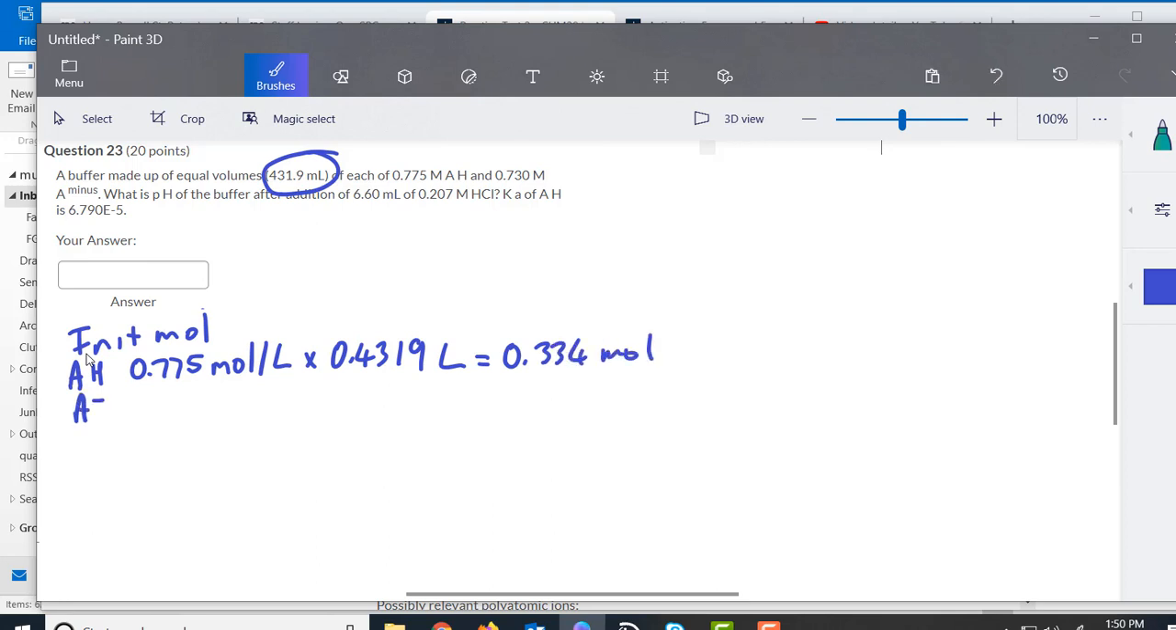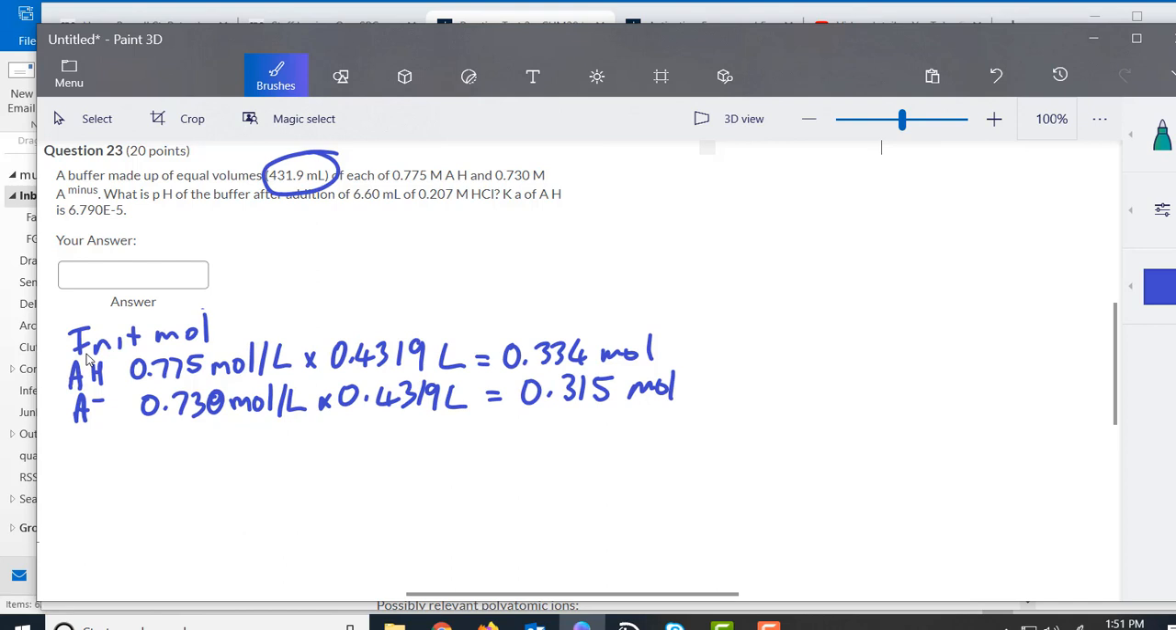We do the same thing for A minus, and we use 0.730 moles per litre, the concentration of the A minus initially. Multiply that by the volume, which is the same as the previous one, 0.315 moles is the answer for A minus.